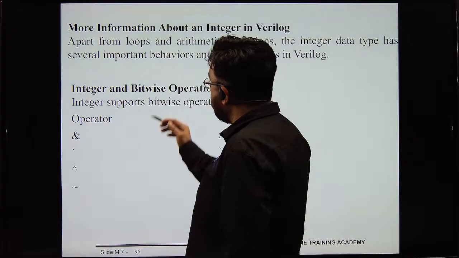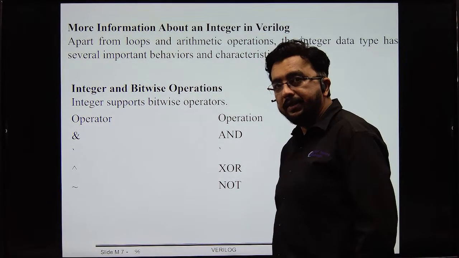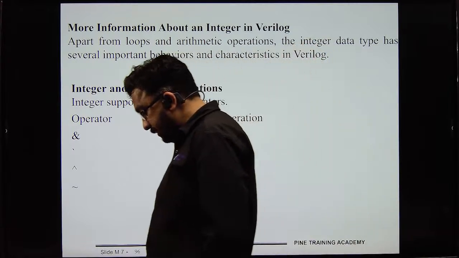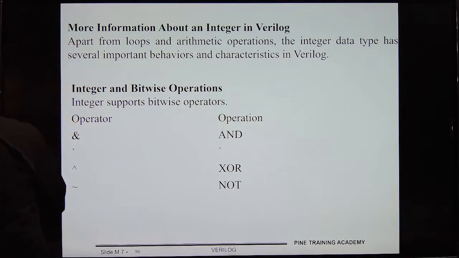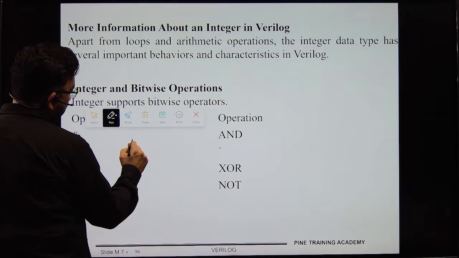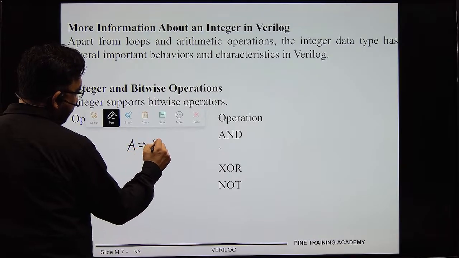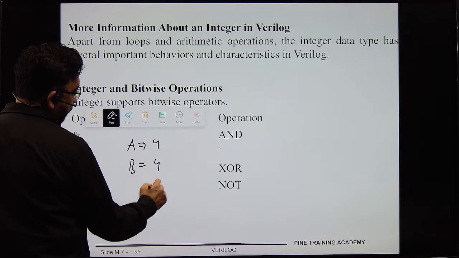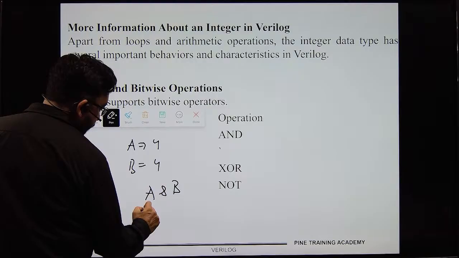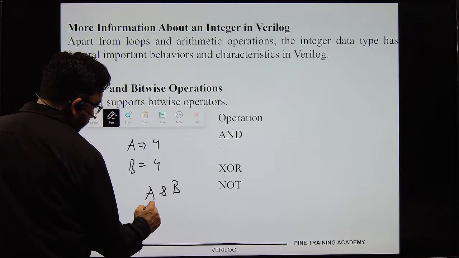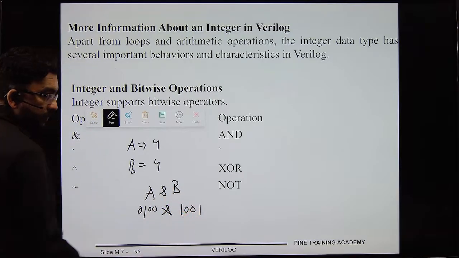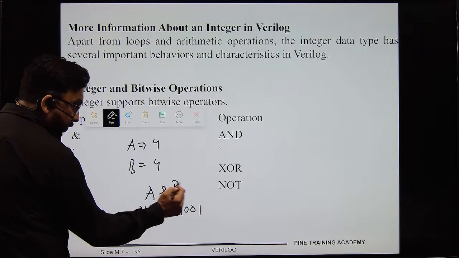Okay, so here the integer and bitwise operation. How does the integer support the bitwise operation? What exactly is bitwise? Just for your information, I am sharing here. Bitwise means your A is 4-bit and B is 4-bit. If you are doing this, this is your operation. A is 4-bit, say 1 0 1 0, ANDed with B, which is 1 0 0 1. So bitwise means the output will also come in 4 bits.